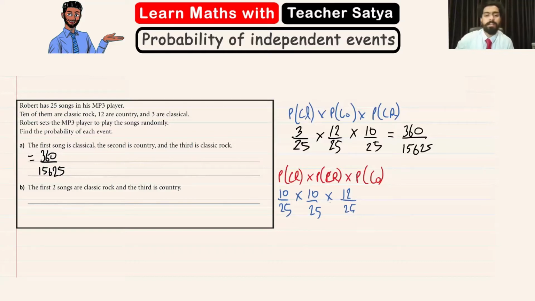Now let's go ahead and simplify this, right, guys? Both can be divided by 5, so we have 2 over 5. This will give us 2 over 5 also. So we have 2 times 2 is 4, 4 times 12 is 48, over 5 times 5 times 25, which is 625. Therefore, the probability that the first 2 songs are classic rock followed by a country is equal to 48 over 625. Alright, guys, and that is how we would solve probability questions using independent events.